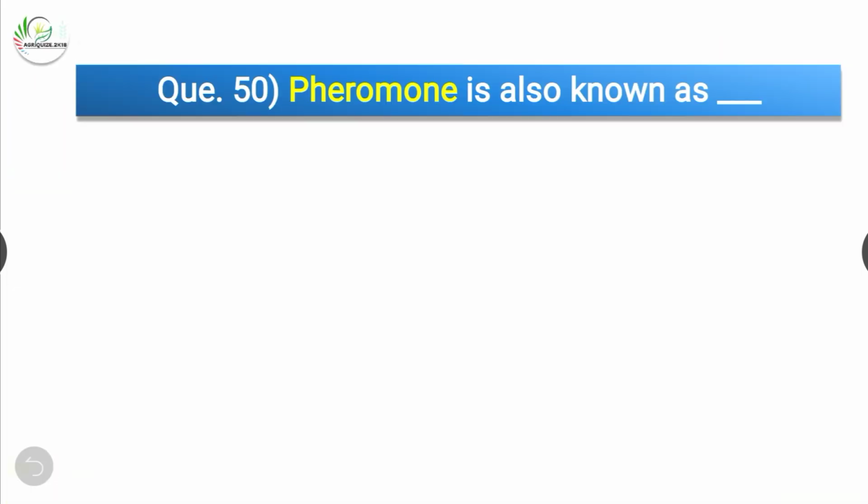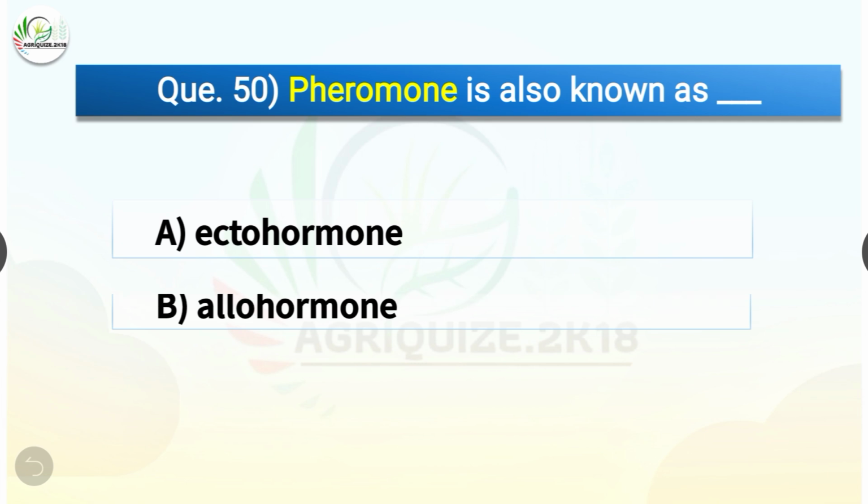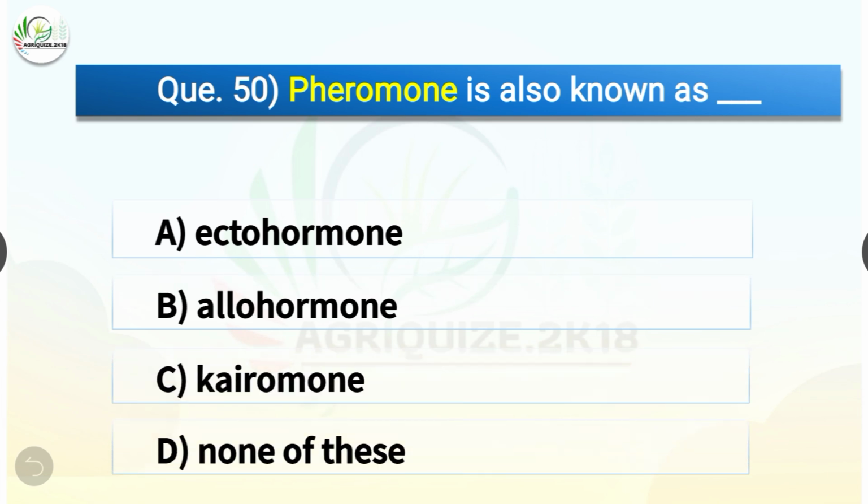Question number 50. The pheromone is also known as dash. The options are ectohormone, allohormone, chiromone, or none of these. The correct answer is option A, ectohormone. So pheromone is also known as ectohormone.